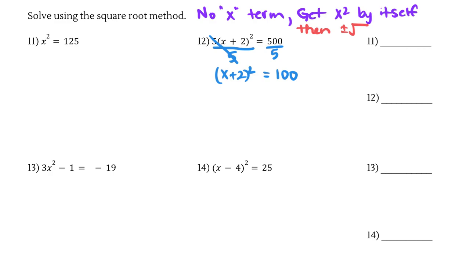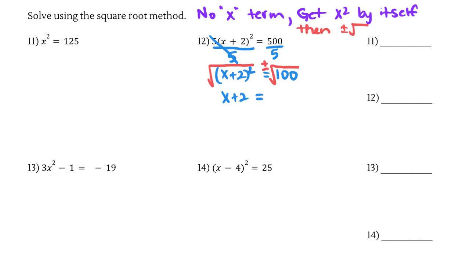Now I have just the x squared by itself, like just this whole thing is being squared. So to undo a square, I square root it. And if I square root it on one side, I have to do it on the other. And remember, when I square root, it gives me two answers, a plus and a minus. So I always want to add that right when I square root, just so I don't forget. And on the left side, the only thing that's left is my x plus 2 because the square root undoes the square. It basically cancels that out. On the right side, I have 100.